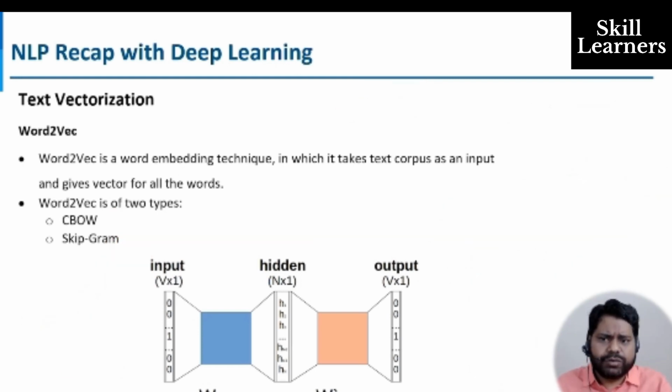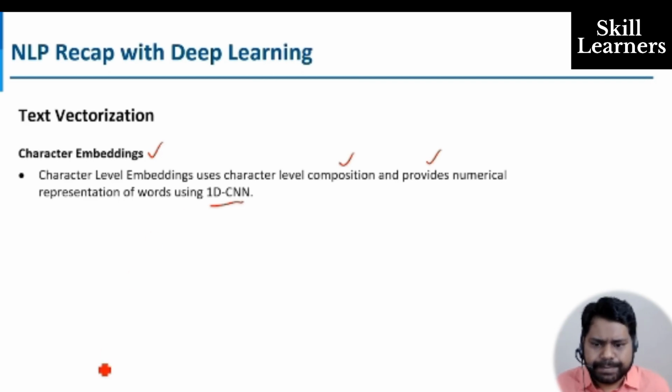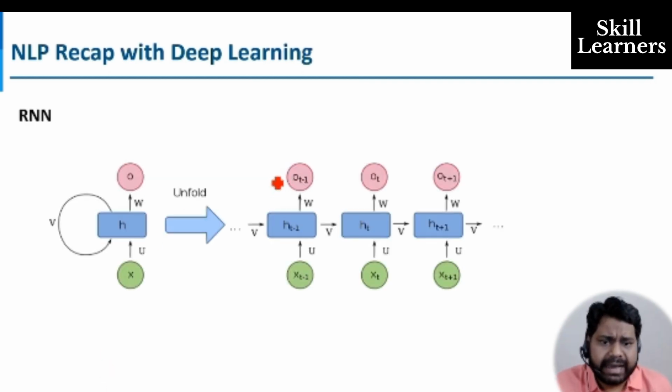Now let's move on to our next topic, character embedding. Character level embedding uses character level composition and provides a numerical representation of words using a one dimensional convolutional neural network. Now let's try and understand what RNN is. RNN stands for recurrent neural network.